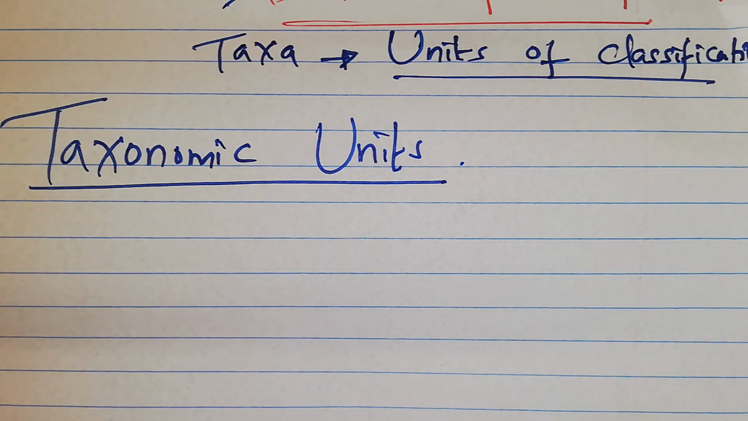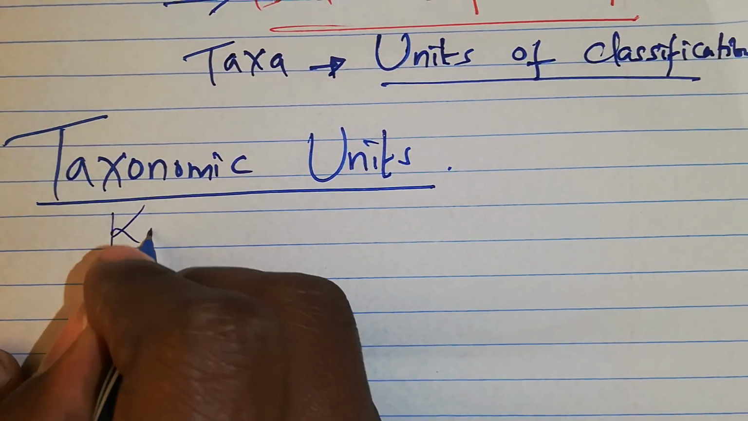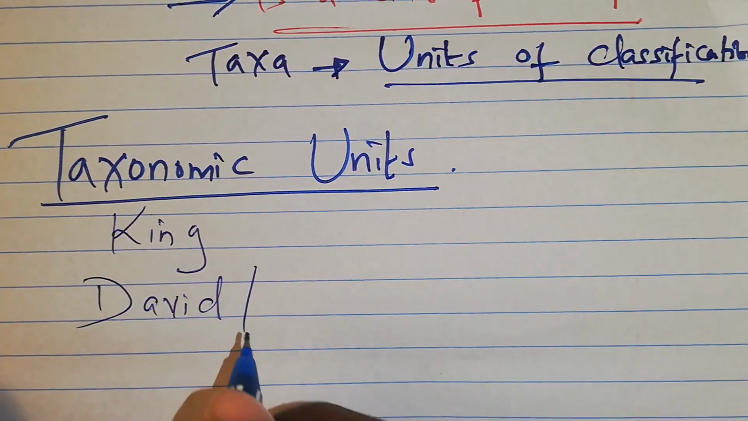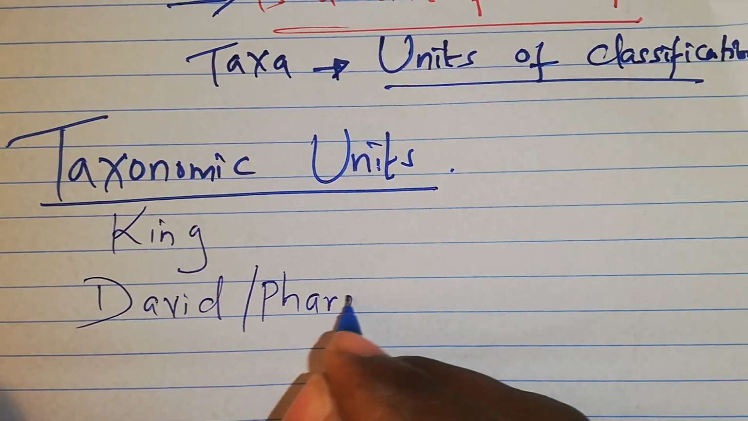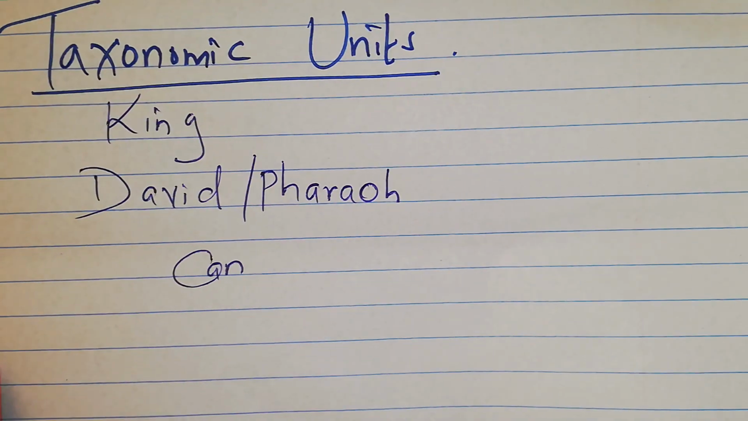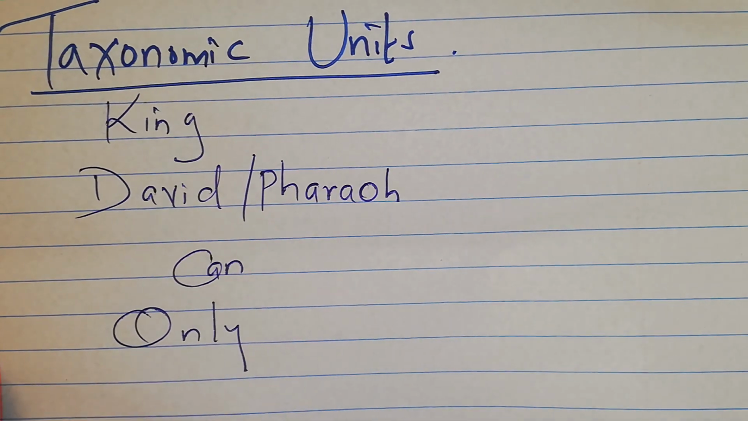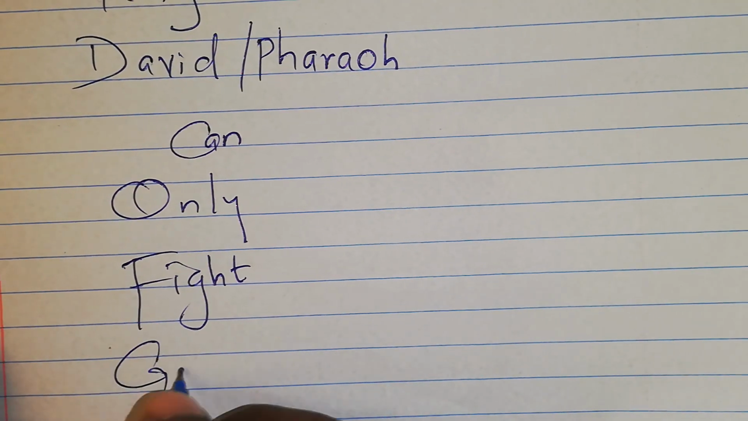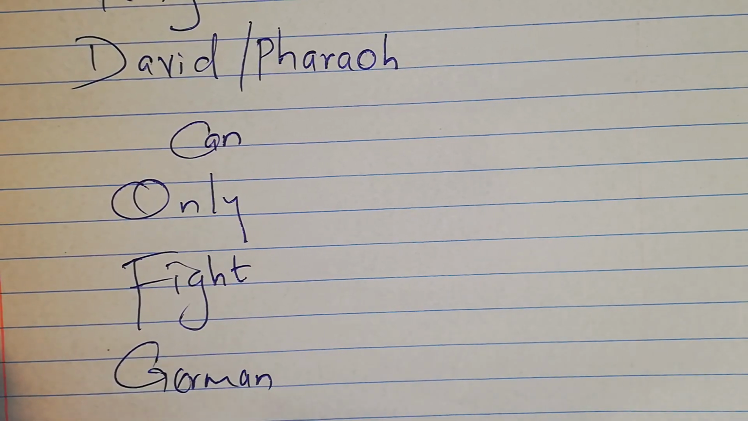We will say King David stroke Pharaoh can only fight German soldiers.